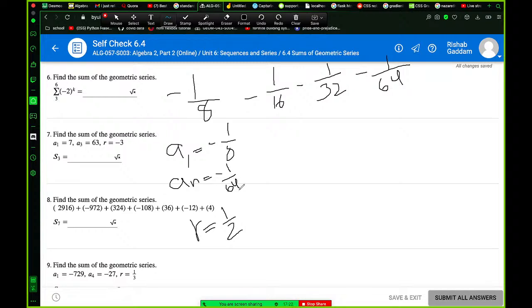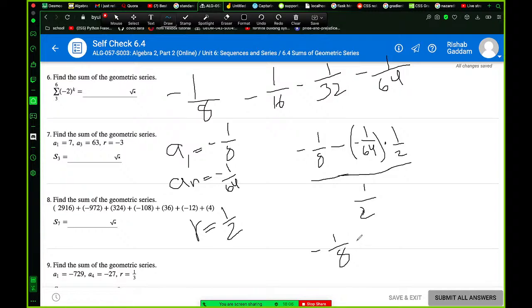So we can use the equation. We get negative 1 over 8, and then is it minus or plus a to the n? It's minus. So minus negative 1 over 64 times 1 half, so negative 1 over 128. Then over 1 minus r, which is just 1 half. So simplifying the numerator, we get negative 1 over 8 plus 1 over 128.